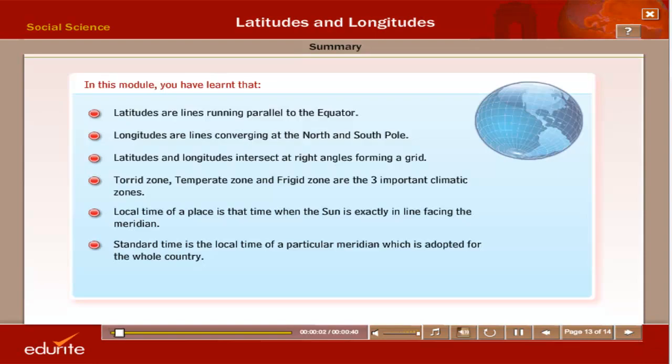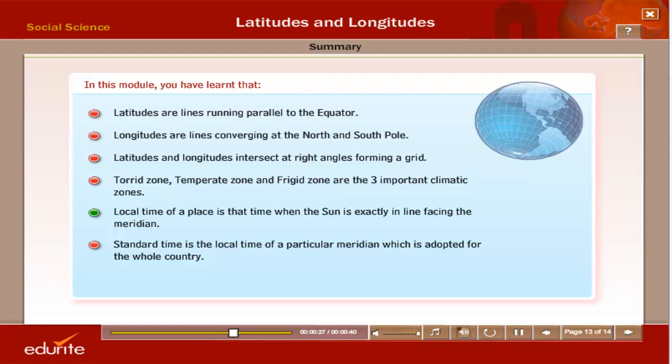Summary. In this module, you have learnt that latitudes are lines running parallel to the equator. Longitudes are lines converging at the north and the south poles. Latitudes and longitudes intersect at right angles, forming a grid. Torrid zone, temperate zone, and frigid zone are the three important climatic zones.